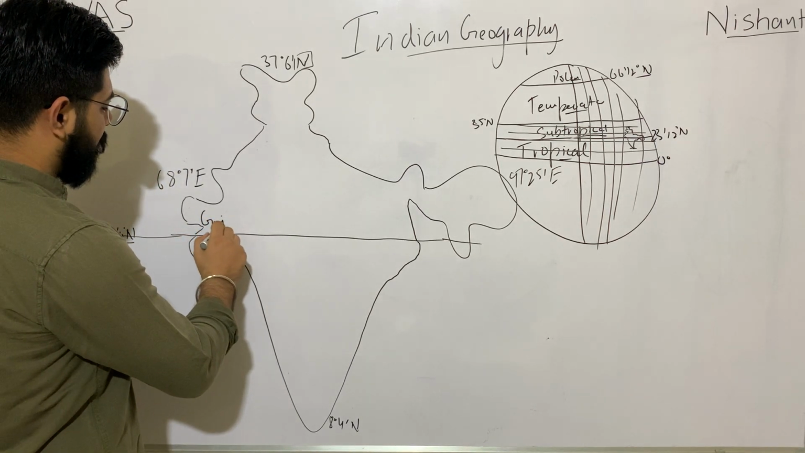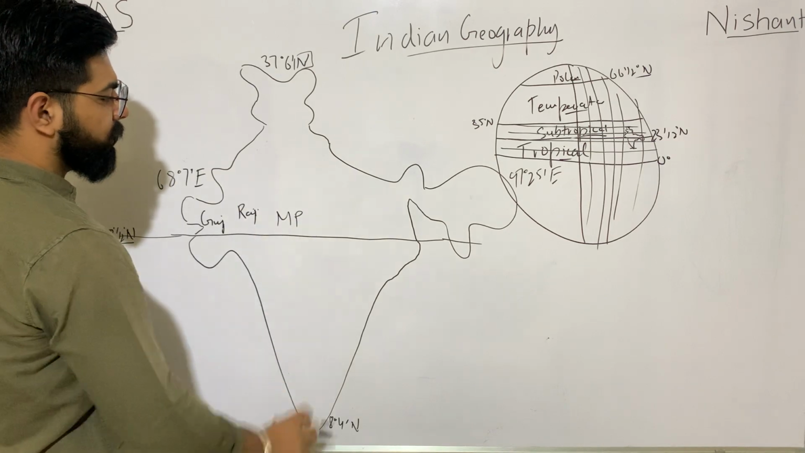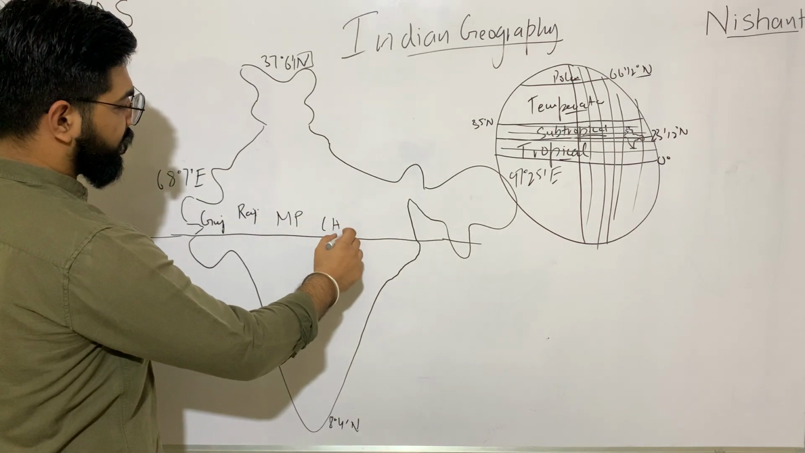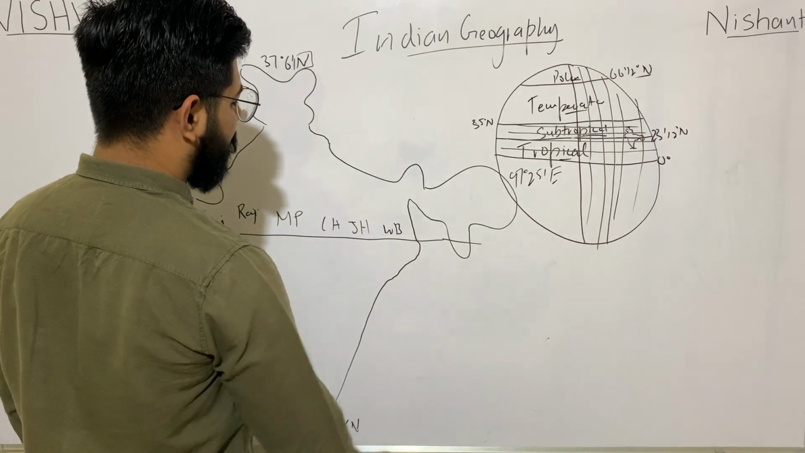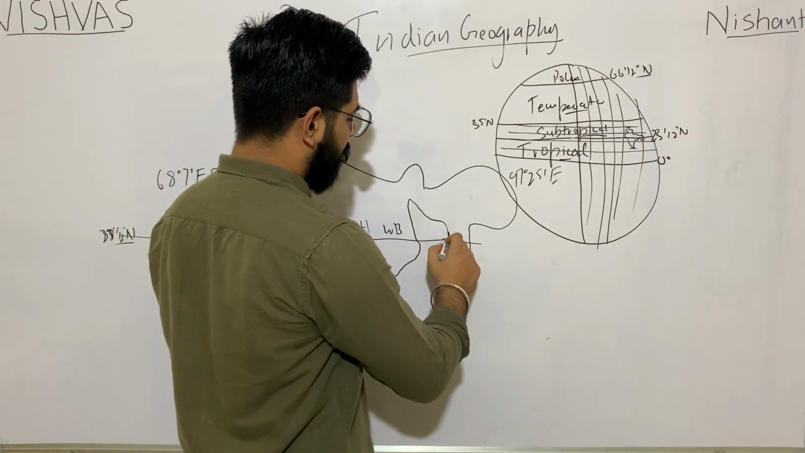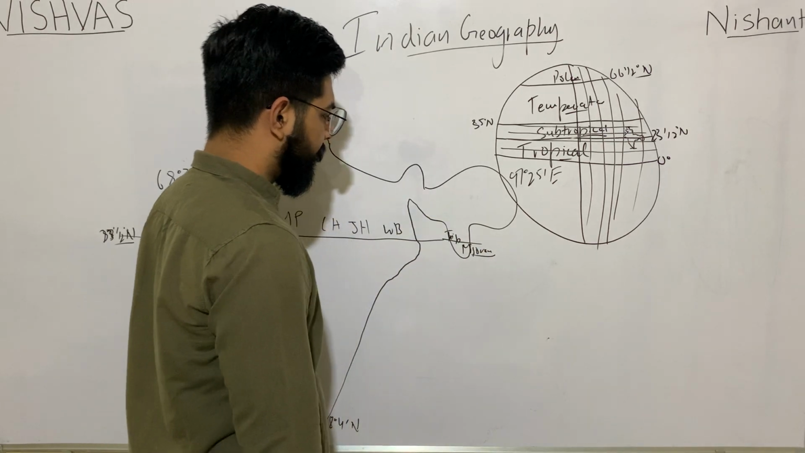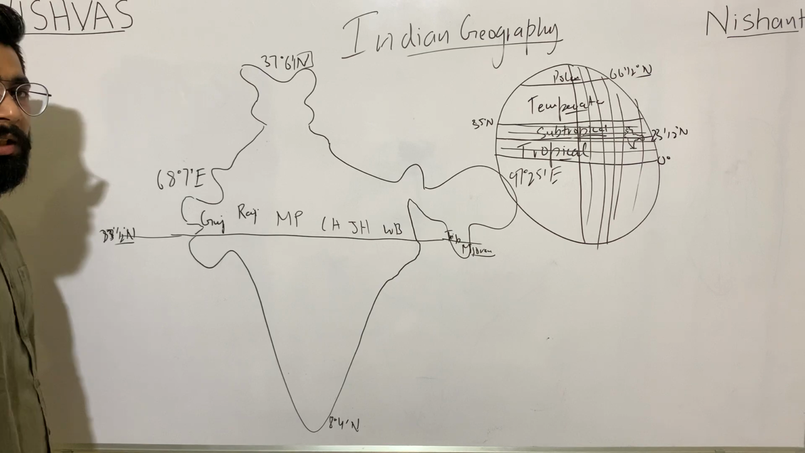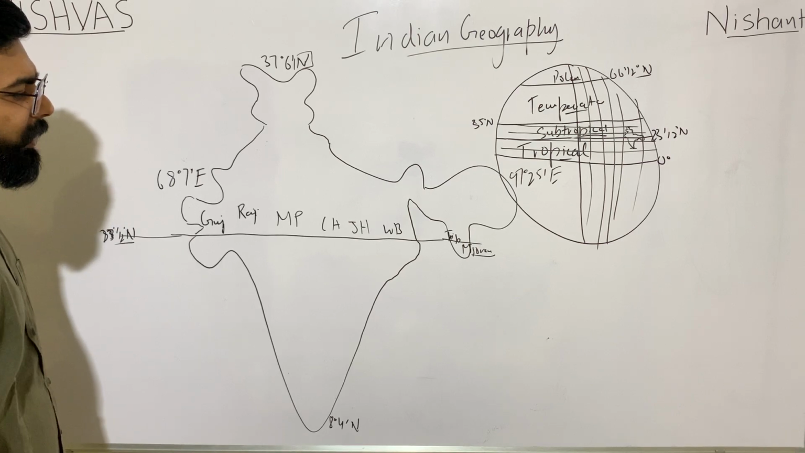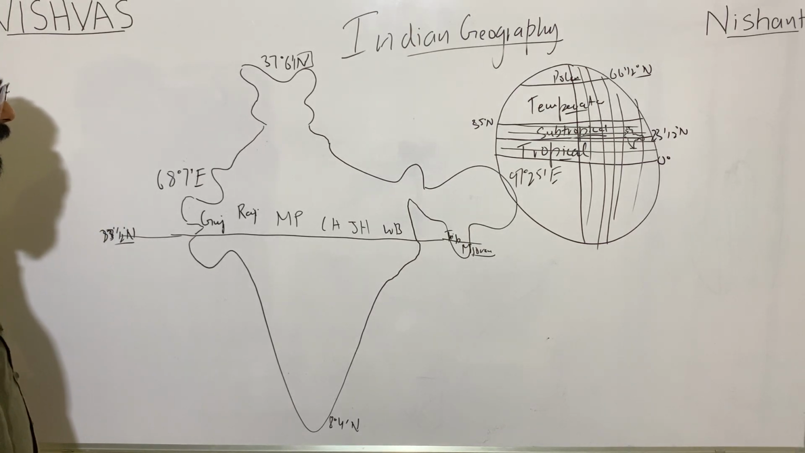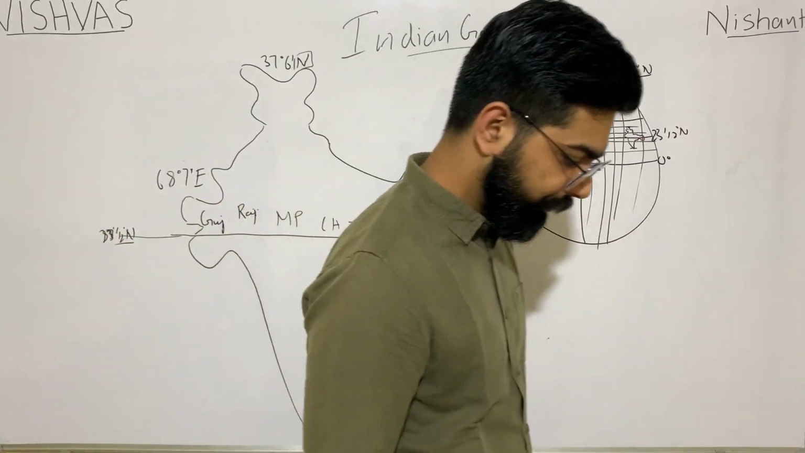Gujarat, Rajasthan, Madhya Pradesh, Chhattisgarh, Jharkhand, West Bengal, Tripura, and Mizoram. We have to write it down: Gujarat, Rajasthan, Madhya Pradesh, Chhattisgarh, Jharkhand, West Bengal, Tripura, and Mizoram. So these are the 8 states through which the Tropic of Cancer passes.